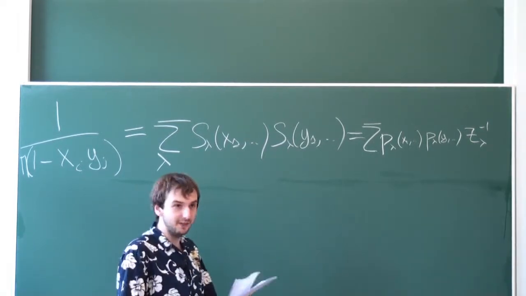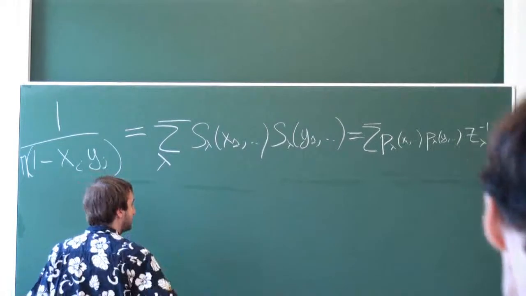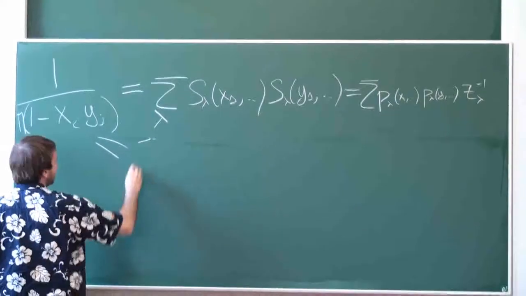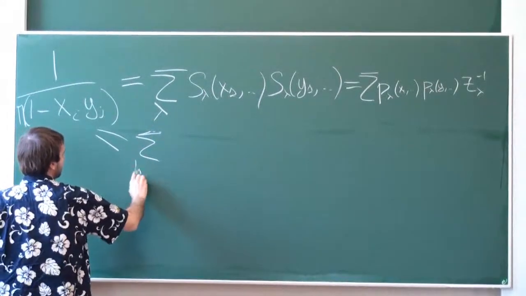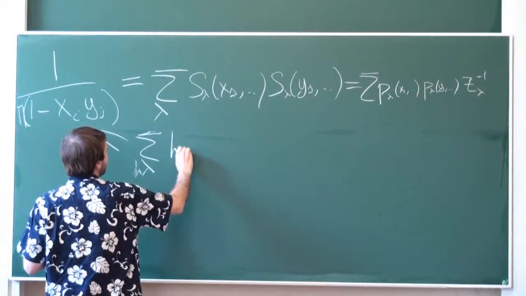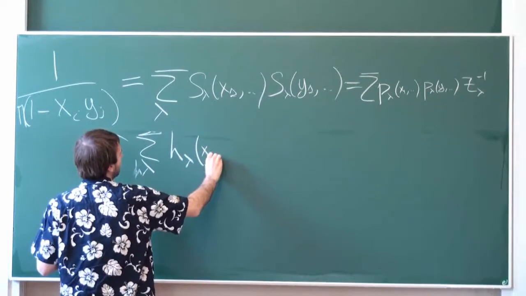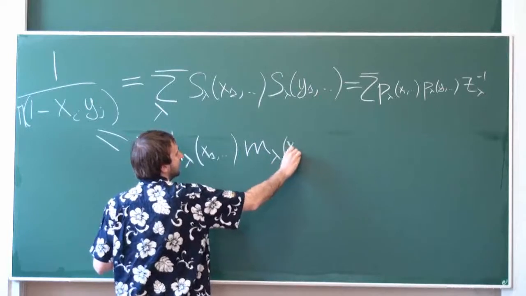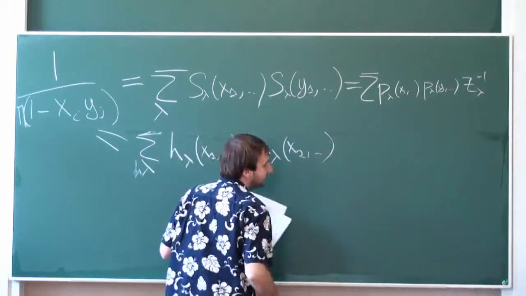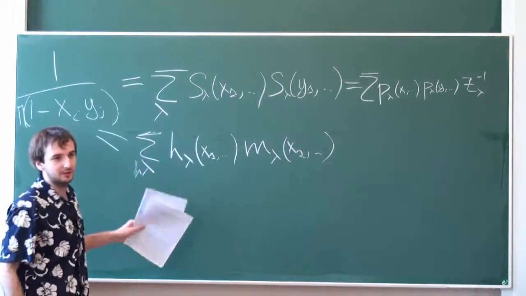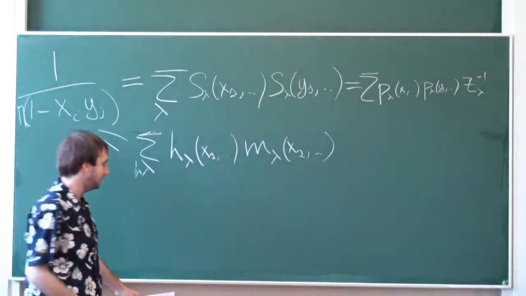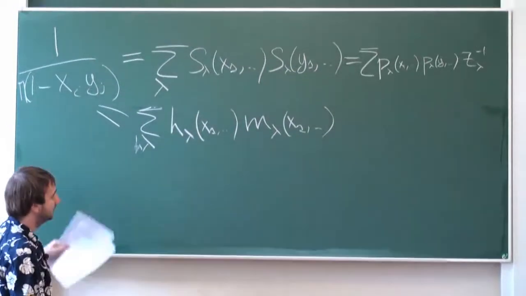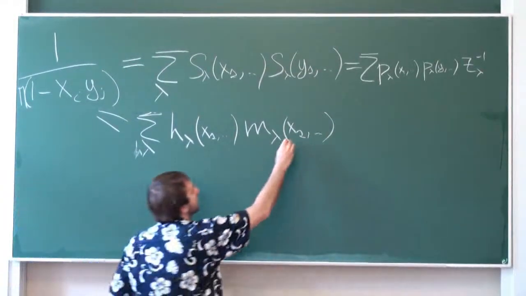We will need yet another formula, which says that again this product is equal also to the sum, again over all lambdas, of h_lambda of x times the monomial symmetric function m_lambda of y. So let's quickly prove this identity. It's not very hard. Recall that we know, so this is only y.